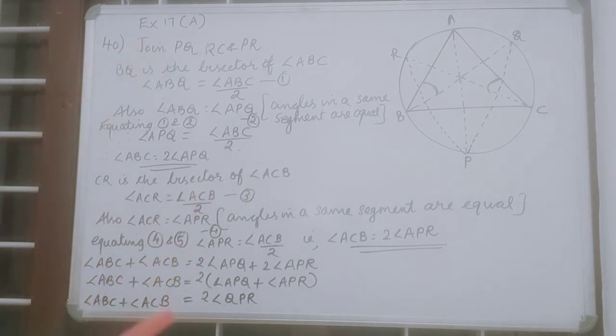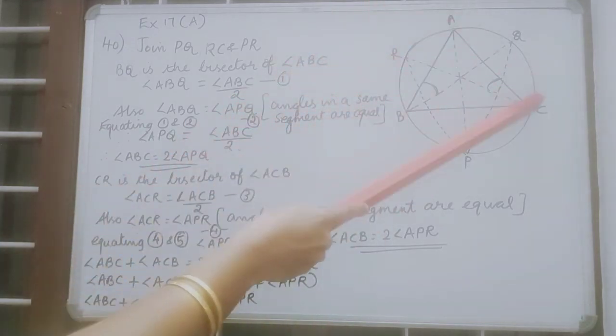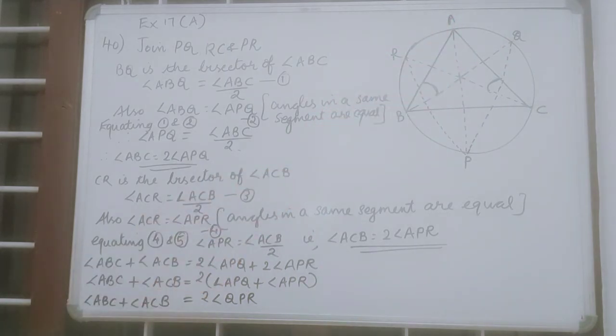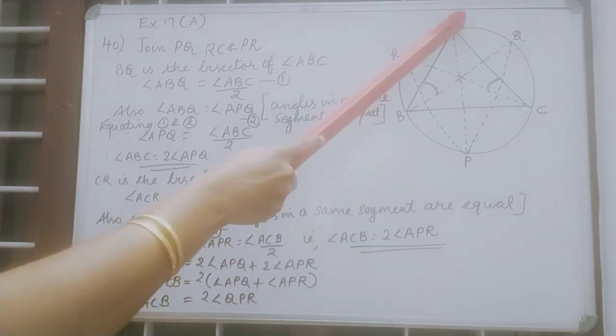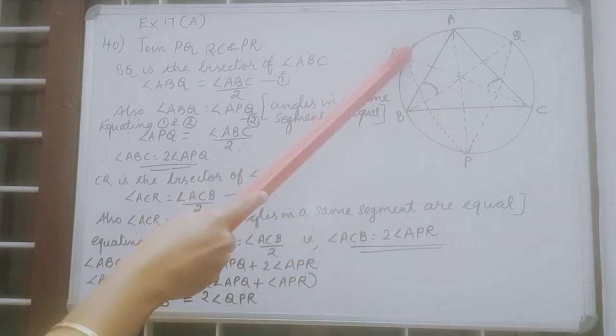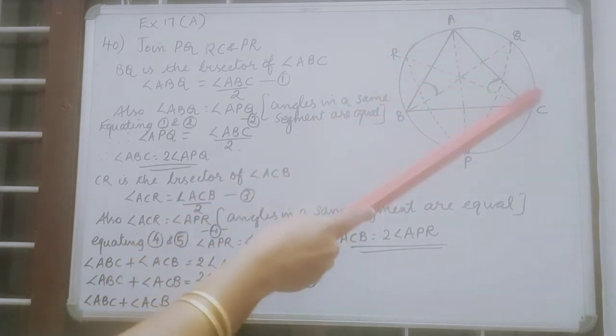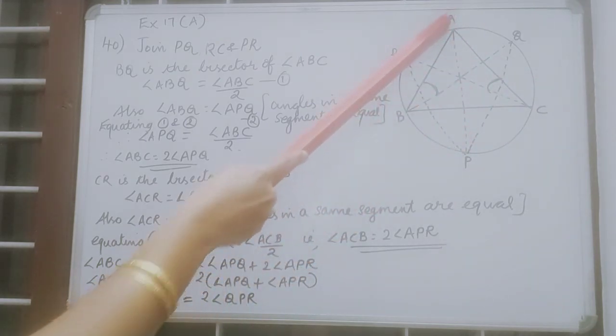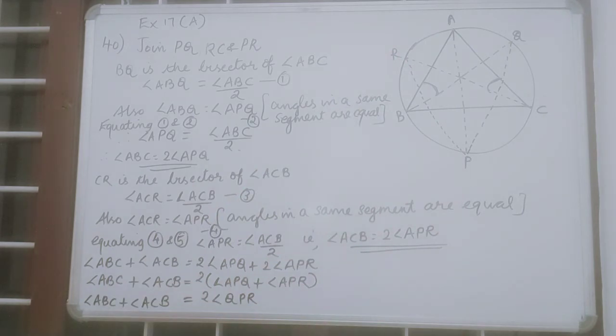Same as the first part, ACR lies in the segment AR. So one more angle lies in that same segment. Which is that angle? APR also lies in the same segment. So ACR is equal to APR. That is, both lie in the same segment AR. So ACR is also equal to APR. Let it be equation number 4.